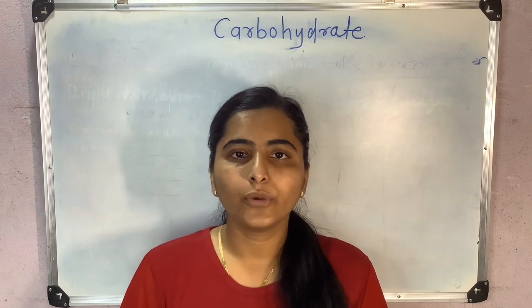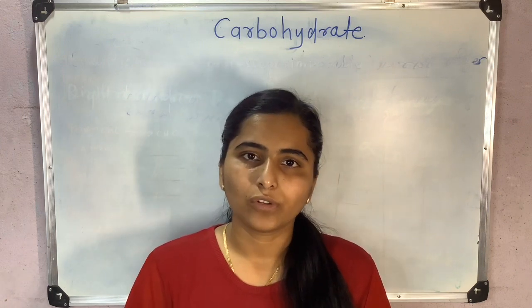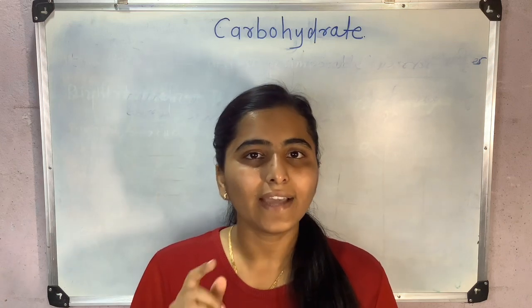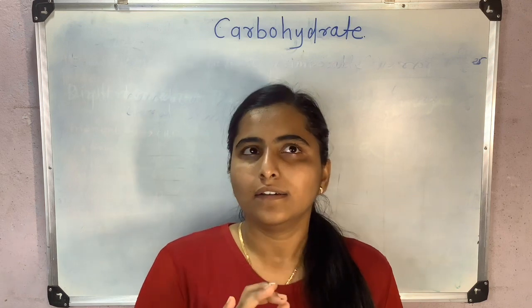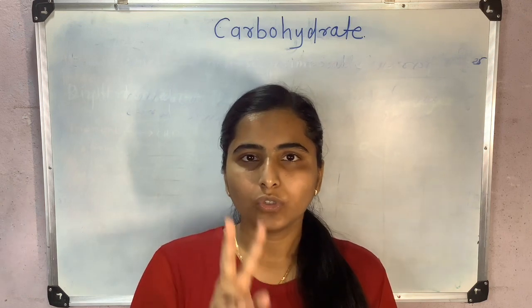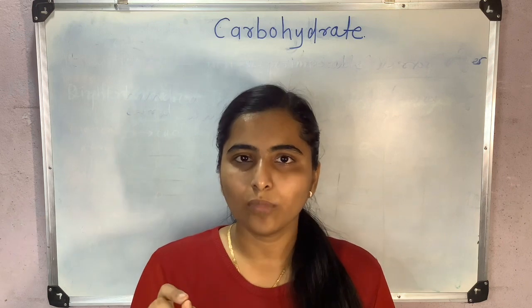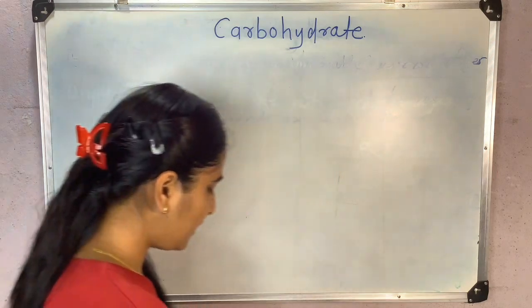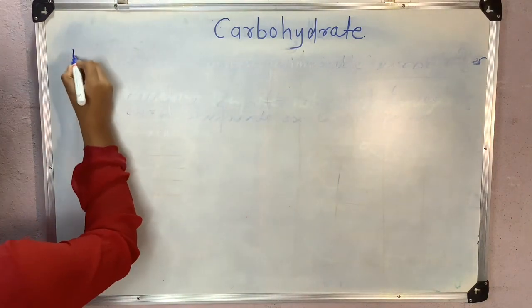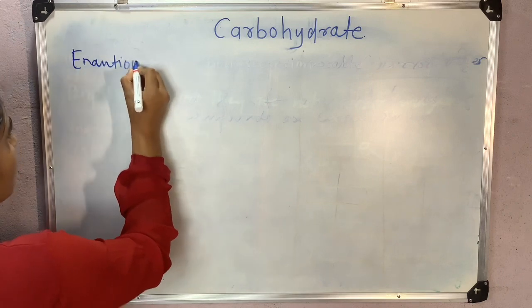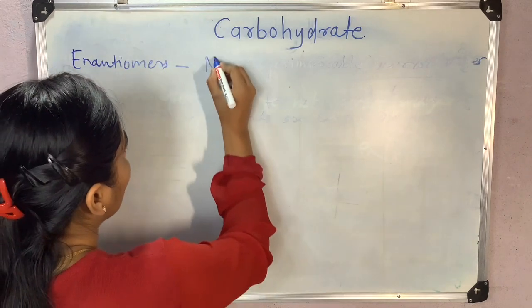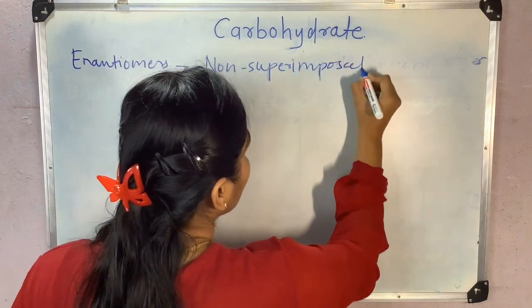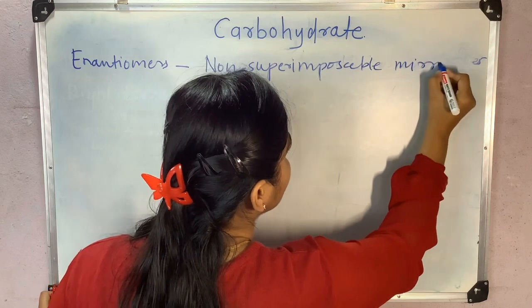As in the last video I told you what are enantiomers and diastereomers. Enantiomers are mirror images that are not superimposable, and diastereomers are not mirror images but two isomers with the same connectivity, same molecular formula but different arrangement of atoms in space. I'll write here the definition of enantiomer. Enantiomers are non-superimposable mirror images.